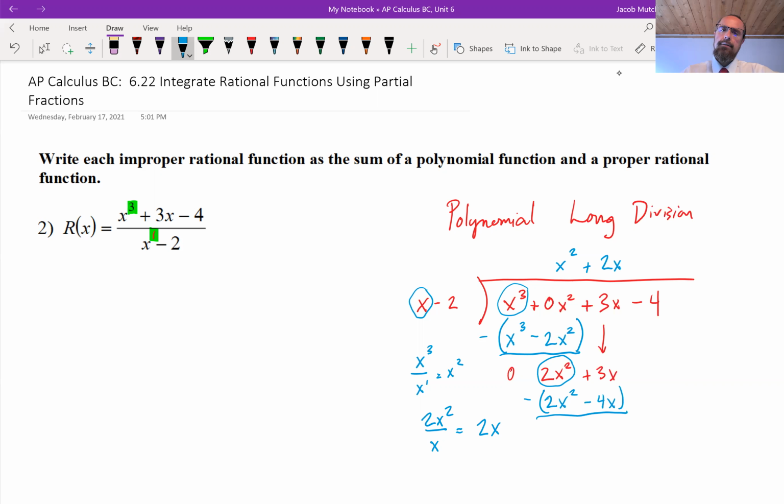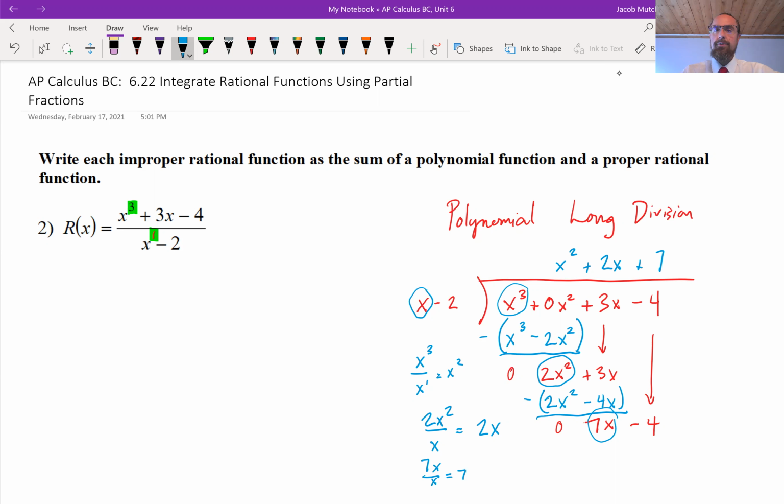I'll subtract. Got a cancellation from 2x squared minus 2x squared. Then we've got 3x minus negative 4x. That's going to be plus 7x. And then I'll carry down my last term there, the minus 4. That completes a second cycle. Let's complete it with this last division, 7x divided by x, and that's just 7. So that concludes my polynomial part of my quotient.